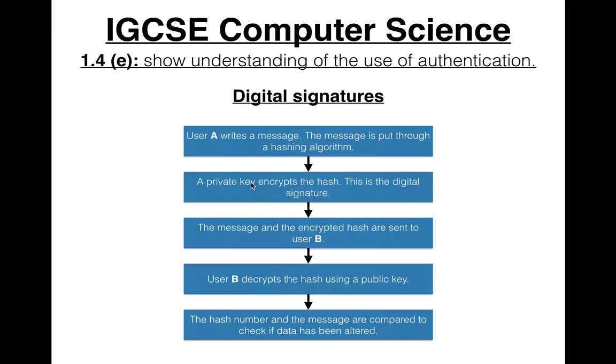It's reverse asymmetric encryption because we see that a private key encrypts the hash here, and a public key is used to decrypt it. When we learned about asymmetric encryption in the last video, a public key was used to encrypt, and a private key was used to decrypt. Here it's the other way around. Private is used to encrypt, and public is used to decrypt.